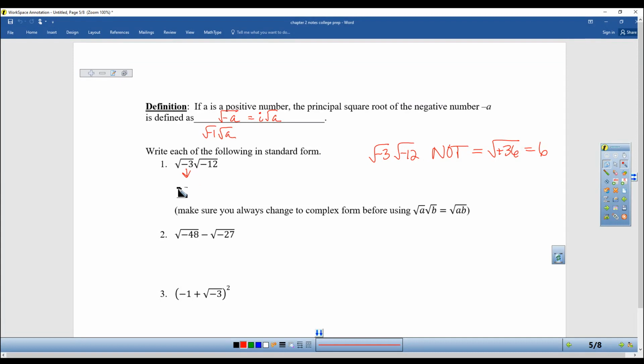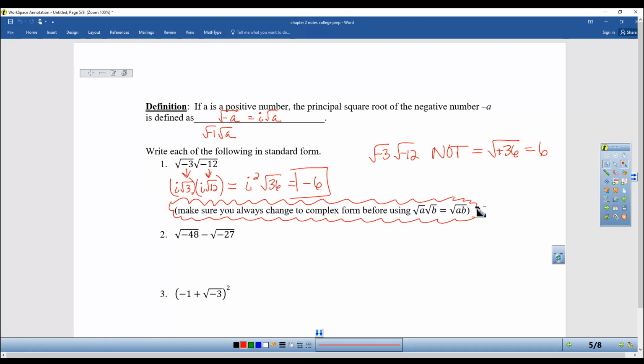Instead, you have to simplify them first. So this is i square roots of 3, and this is i square roots of 12. And when you multiply them, you get i squared square roots of 36. The i squared becomes a -1. The square root of 36 is 6. This is the answer. So do you see what happened? If you multiply first, you could have two negatives make a positive, and then you've lost the negative. So make sure you always change to complex form before multiplying the insides. Okay?